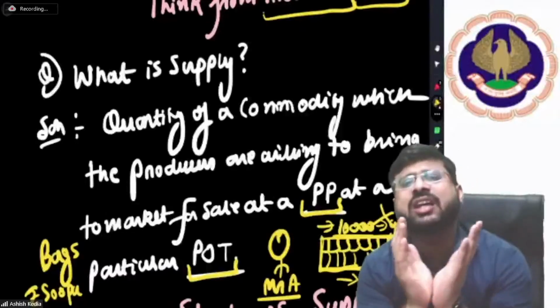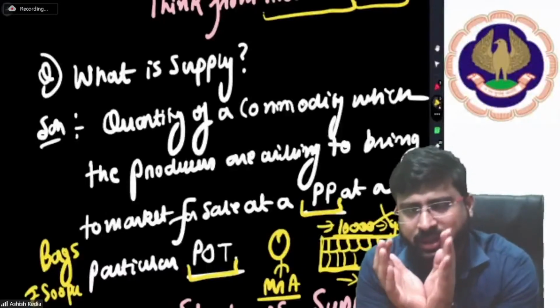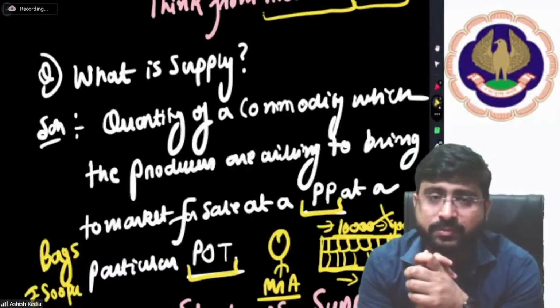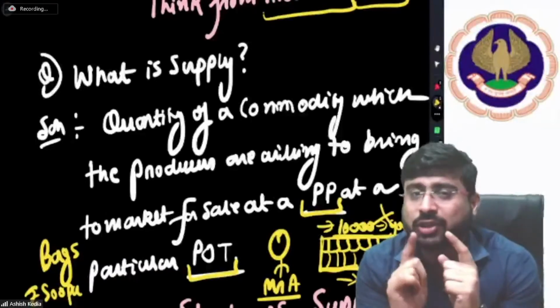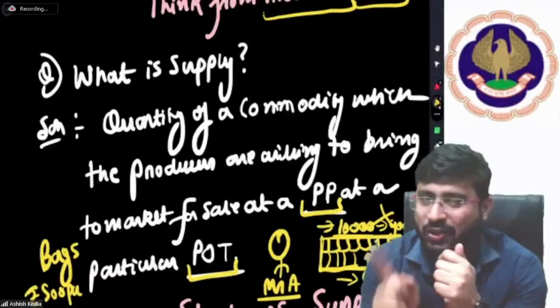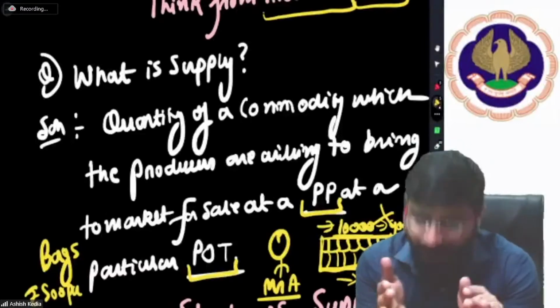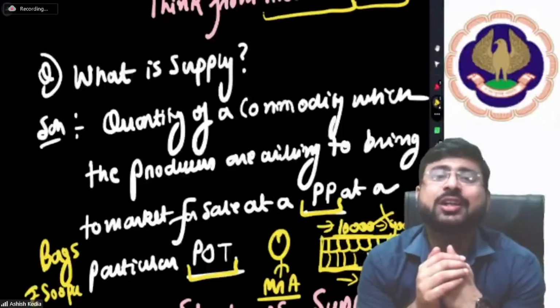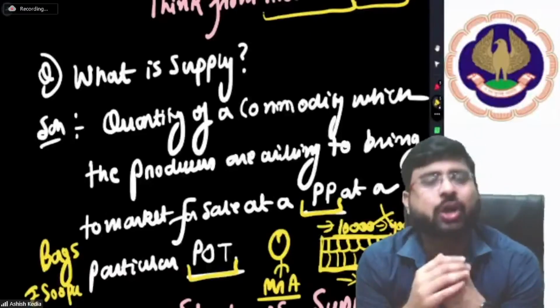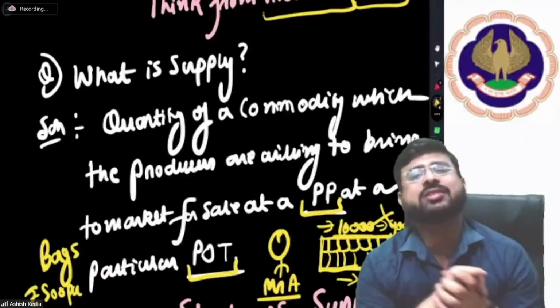So let's say a seller in her or his godown is having 10,000 units. If they are ready to bring only 3,000 to the market, then the supply is 3,000 units, not 10,000. If at a particular price they are only ready to bring 3,000 units, supply will be 3,000 units, not 10,000 units. I believe it's crystal clear, mates.